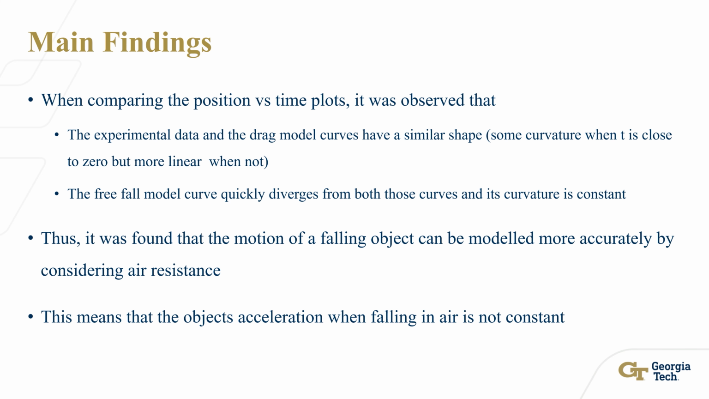When comparing the position versus time plots, it was observed that the experimental data and the drag model curves have a similar shape, some curvature when t is close to zero but more linear when not. The freefall model curve quickly diverges from both those curves and its curvature is constant. Thus, it was found that the motion of a falling object can be modeled more accurately by considering air resistance. This means that the object's acceleration when falling in air is not constant.